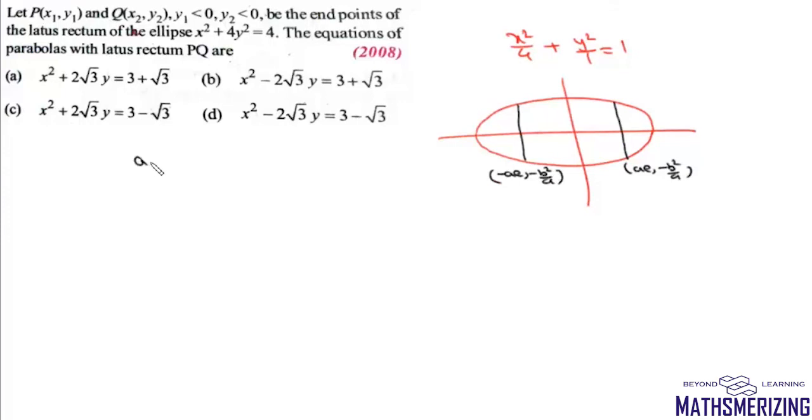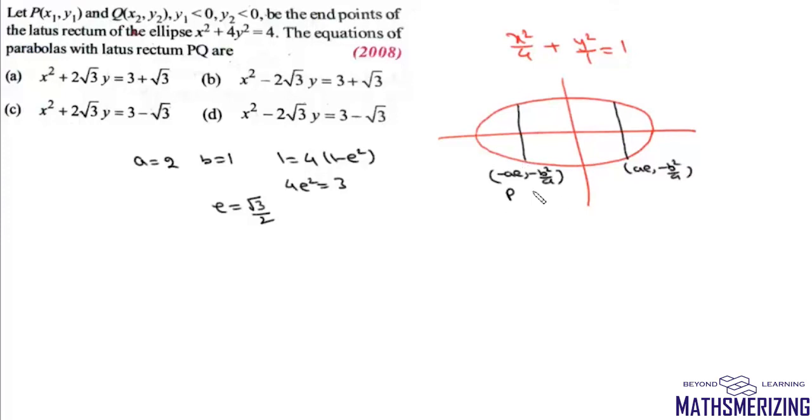Now for this ellipse, the value of a is 2 and the value of b is 1. So we'll find e. So b square is a square into 1 minus e square. So we'll get 4e square equals 3. The value of e is simply root 3 by 2. So now we can write the endpoints of the latus rectum.